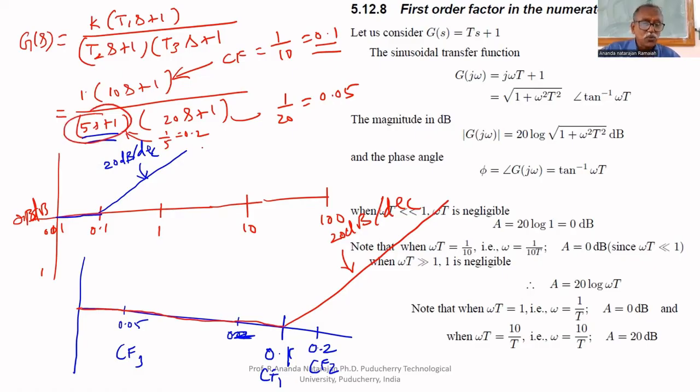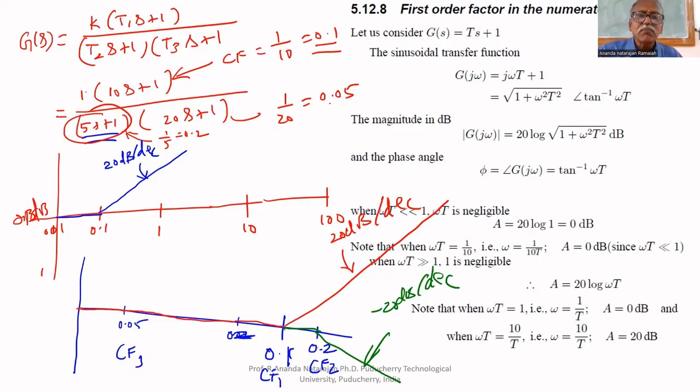Corner frequency is 0.2. Up to 0.2, it is 0. After that, it decreases at the rate of minus 20 dB per decade.